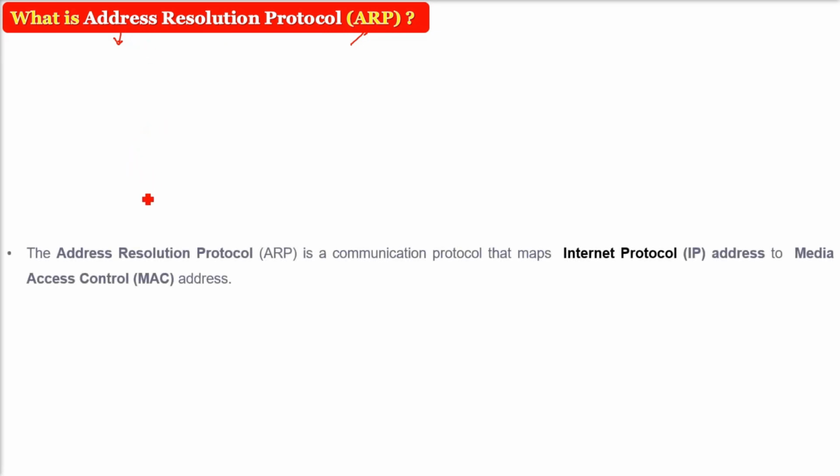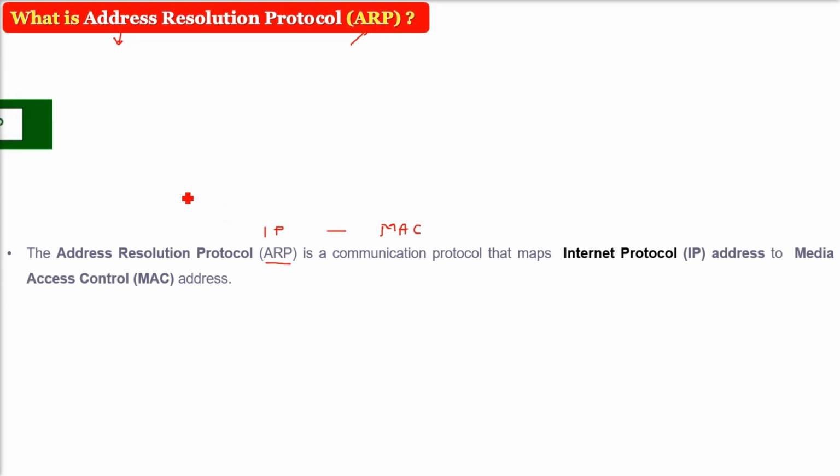So this address resolution protocol, or ARP, consists of addresses. What are these addresses, and which addresses need to be resolved? There are two addresses: one is the IP address, one is the MAC address. So this address resolution protocol is actually a communication protocol that maps the IP (Internet Protocol) address to the media access control (MAC) address. Alright. There is also a reverse of this.